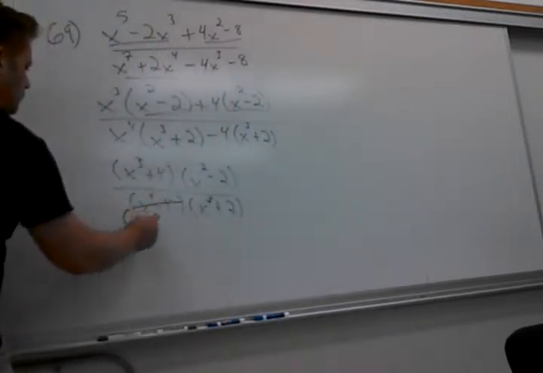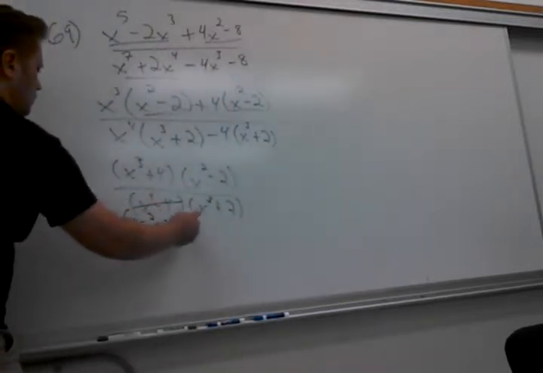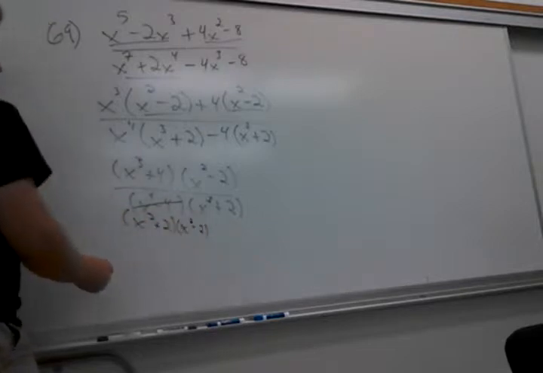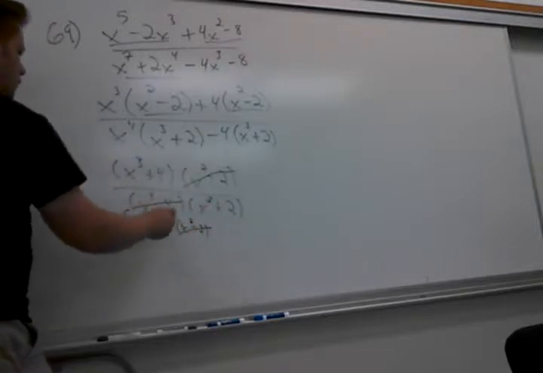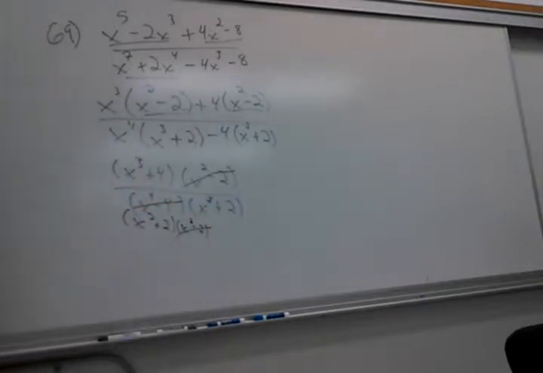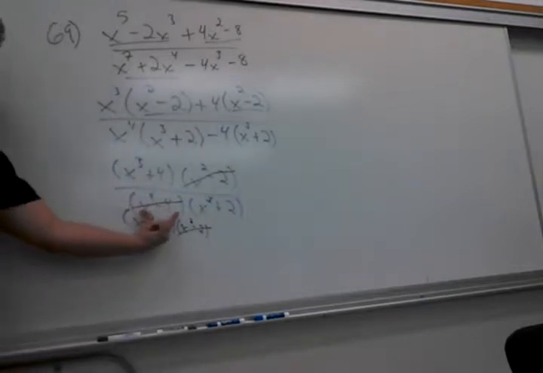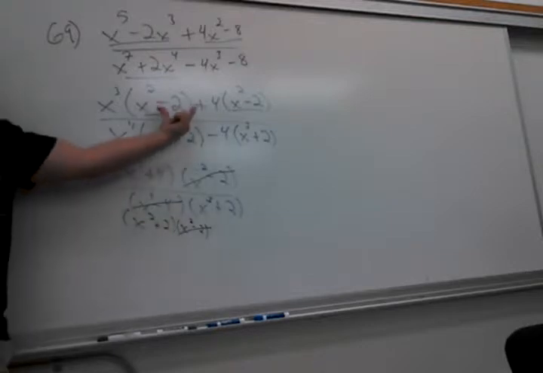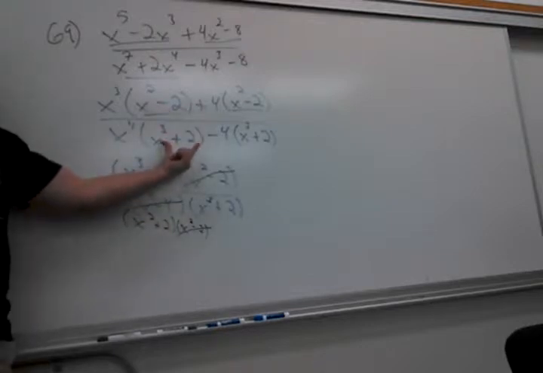X squared plus 2. Now what cancels? X squared minus 2. So then you look at that over that times that. You see that, Trent? That one piece here factors still. So you group the top, you group the bottom.